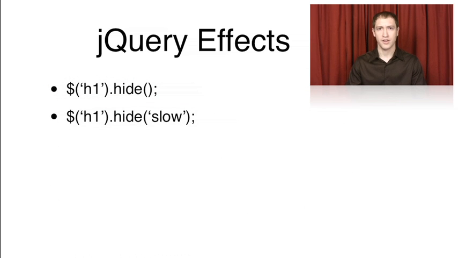Besides just using slow and its complement fast, you can also pass in a particular integer. If you pass in an integer value, jQuery will interpret that as the number of milliseconds that the effect will take to complete. So for example, 3000 would take 3 seconds to complete a particular event.